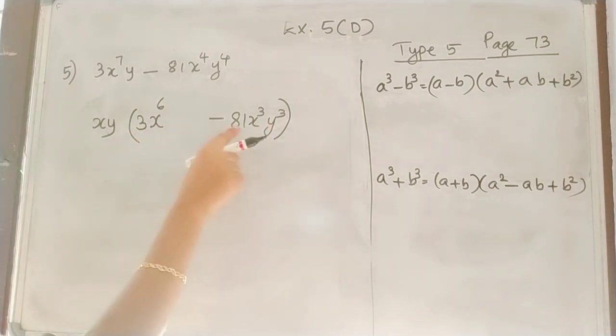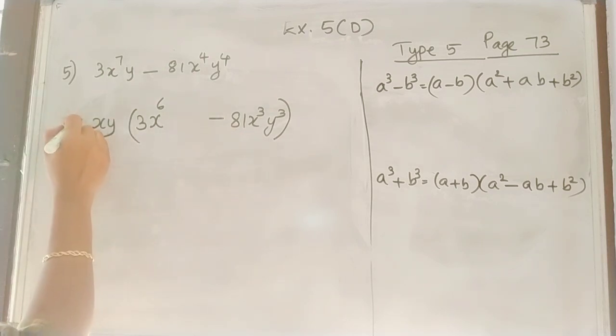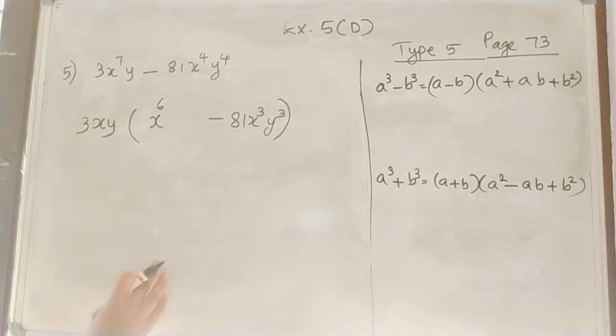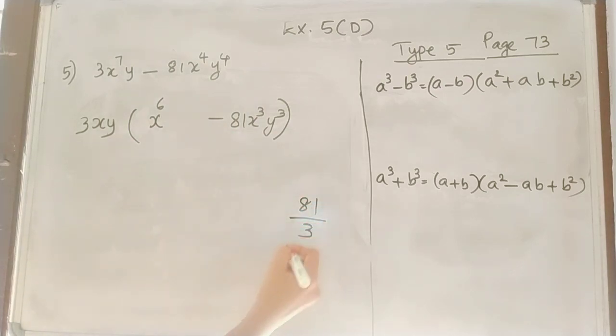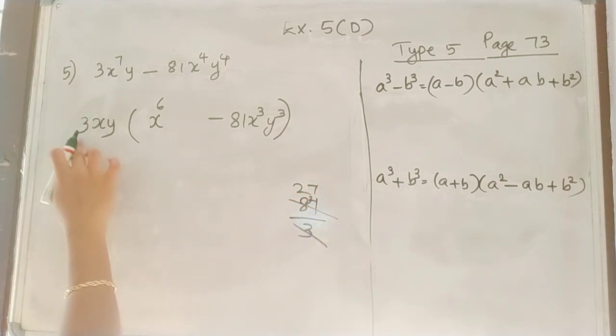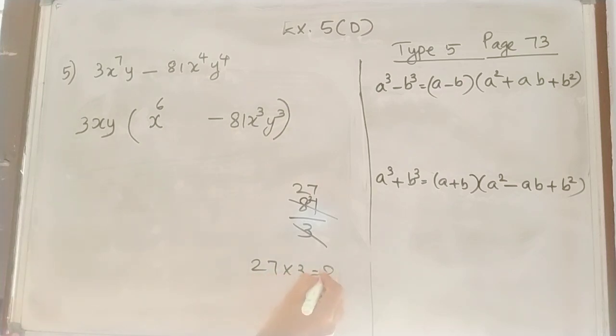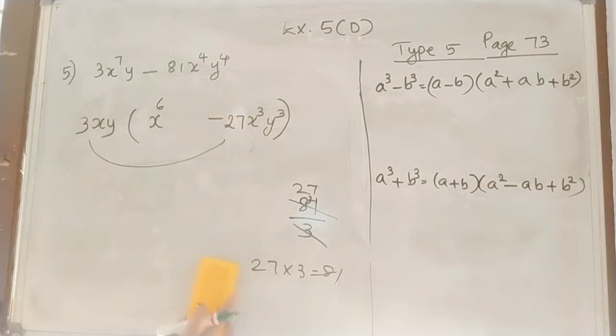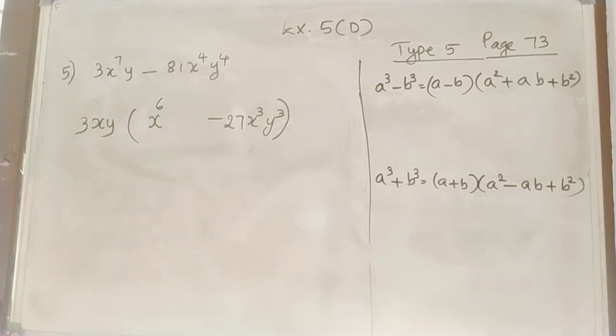From 3 and 81, which one can we take common again? First we took xy. Then from here 3 also we can take common. If we take 3 common, no need of writing 3 here. Then 81. We need 81, so which number should be written here? 81 divided by 3: 3 2s are 6, balance 2, 7 3s are 21. So 27 into 3 is 81. So 81 is 3 into 27 only. If we take 3 common, we can write it as 27 here.